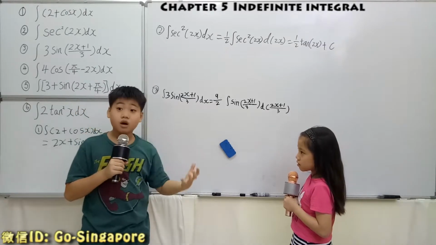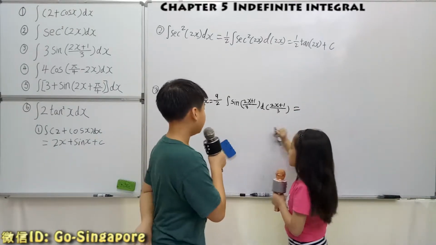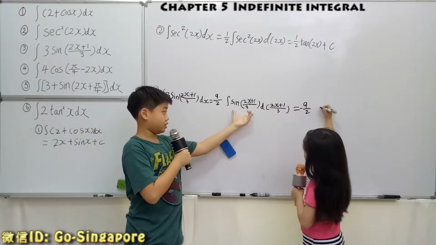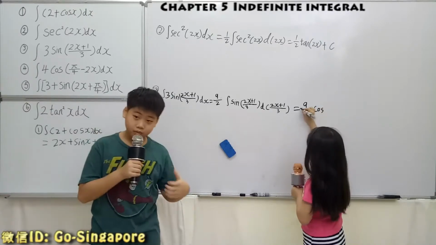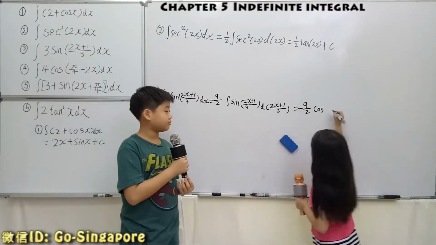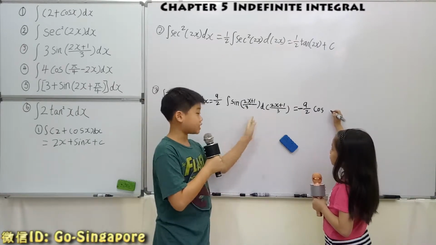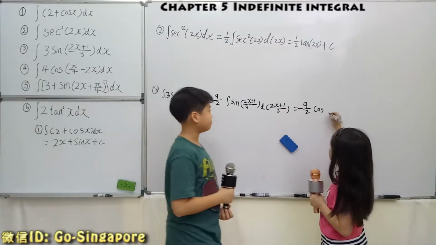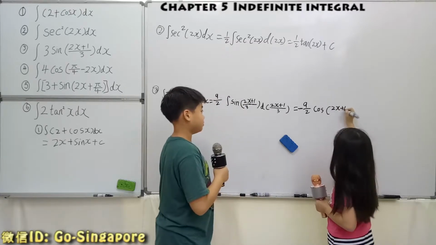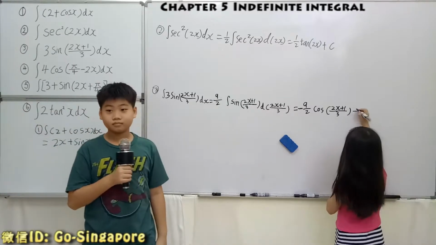So like this, when you continue, there's a 9 over 2 here, and then the sine comes from a cosine, and remember you have to have a negative. And what's inside stays the same. And also at the end, don't forget the arbitrary constant, right? Yes, arbitrary constant.